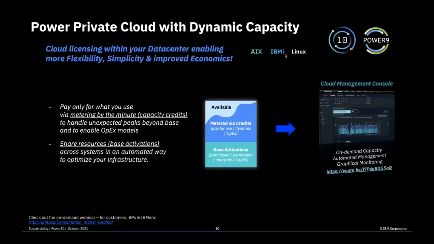But one thing that we introduced a couple of years ago is the Power Private Cloud with dynamic capacity, which basically provides a more flexible financial model for our customers, so they can take even better advantage of the infrastructure they have in place. It allows you to share resources across systems and use whatever you need besides the planned capacity, and be metered by the minute. That means customers can save 20 to 30% on the permanent activations that they usually would put on each individual system in terms of headroom. This is a great offering by itself.